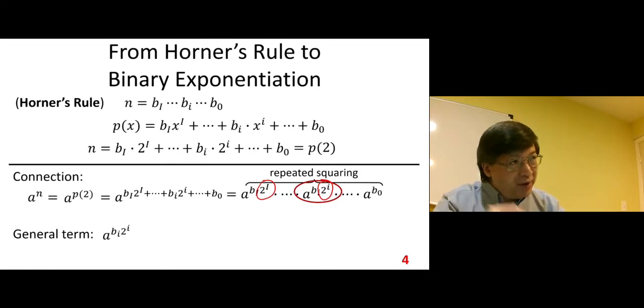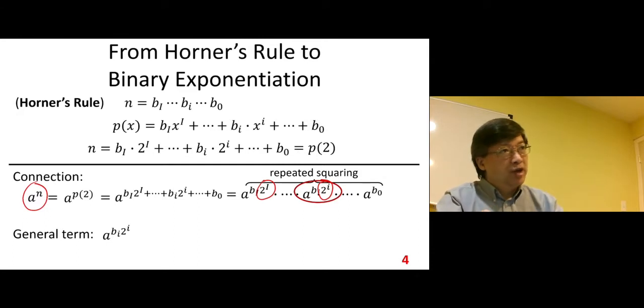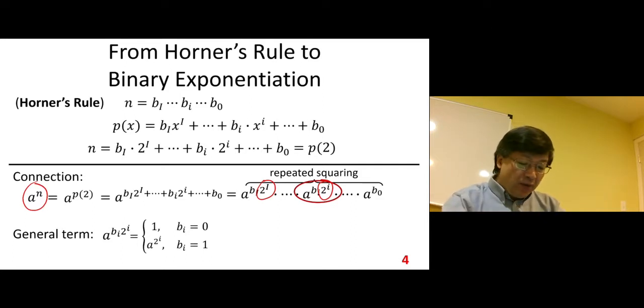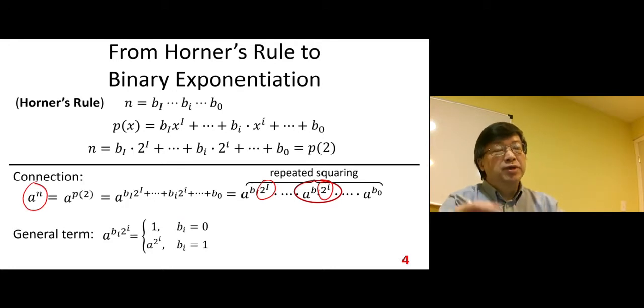So when we evaluate this general term in our exponential function expression, we have these two cases. When bi equals 0, we just multiply by 1. That means we do not need to do multiplication, because multiplying by 1 gives the same number. We do not want to waste one multiplication on this.